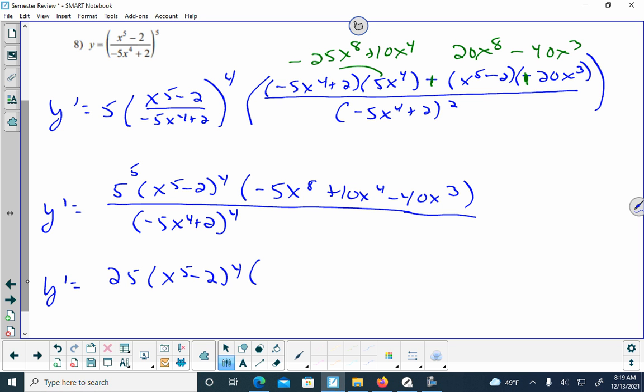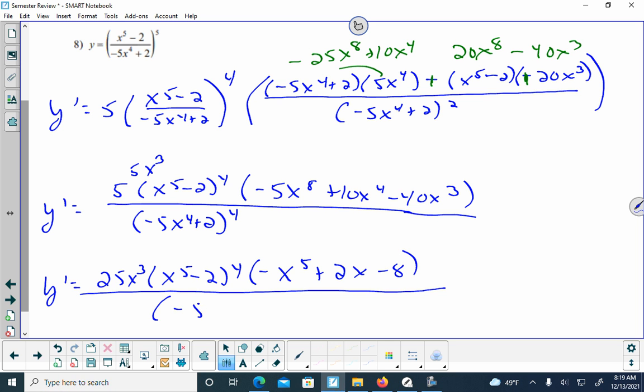Oh, you know what? I should factor out 5x to the third. So I think I will. So this will be 25x to the third. Then I factor out 5. So this will be negative x to the fifth plus 2x minus 8. And this is all going to be over negative 5x to the fourth plus 2 raised to the fourth power.